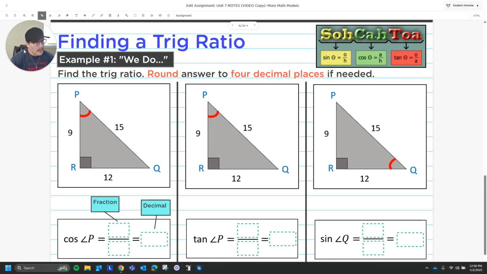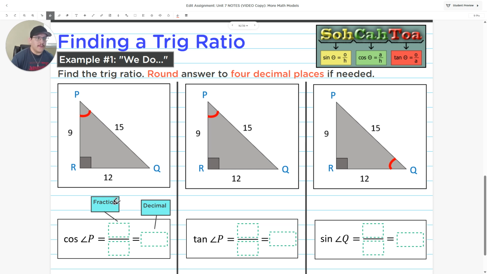Okay, so now I have some examples for you. If you feel like you're ready to do this, go ahead and pause the video. Try this problem on your own. If you're on Class Kick, go ahead and fill these out. And I would also like you to calculate the decimal answers. So get the fractions, put them in your calculator, and get a decimal answer too. And type them in here. We have a triangle, and we want to find, in reference to angle P for this first one, the cosine of angle P.